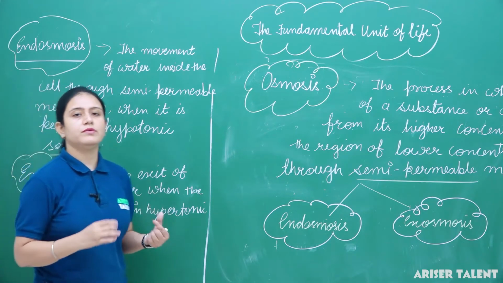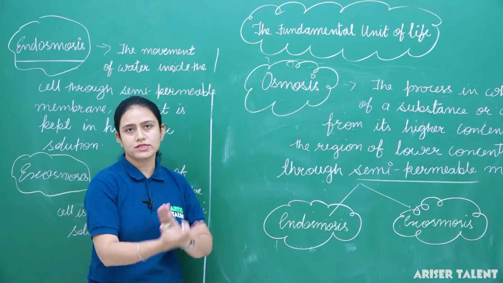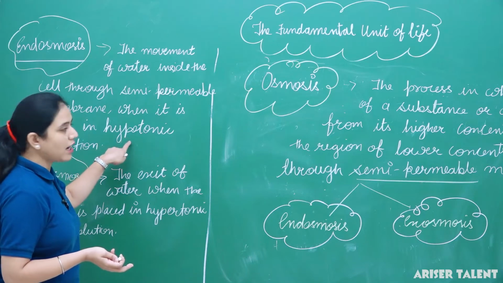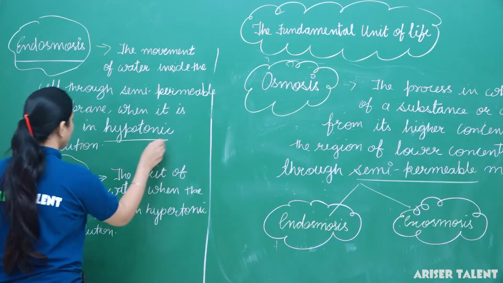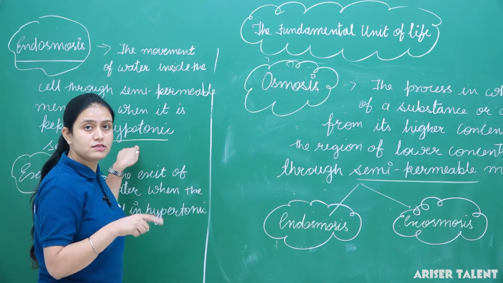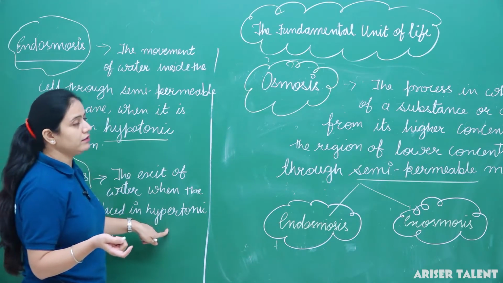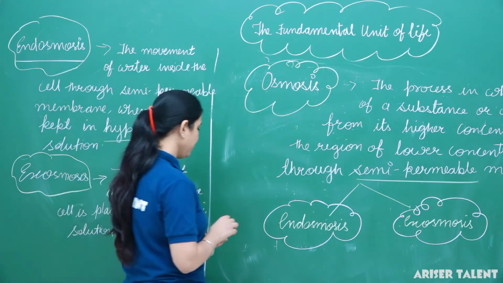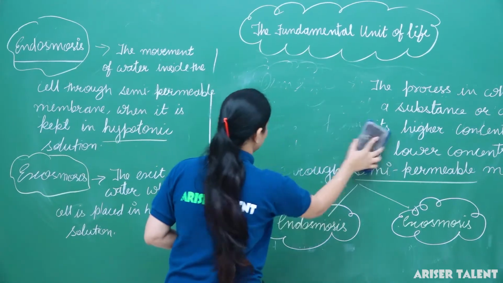Okay, when you keep the cell in the hypertonic solution, then the movement of water will be outside the cell through the semi-permeable membrane. Okay, so what are the hypotonic solution and hypertonic solution? If we talk about the hypotonic solution, then the solution in which the concentration of solute is more than the concentration of water. Okay, and here the concentration of solute is less than the water. Now, for example, let me clear you how the osmosis take place.